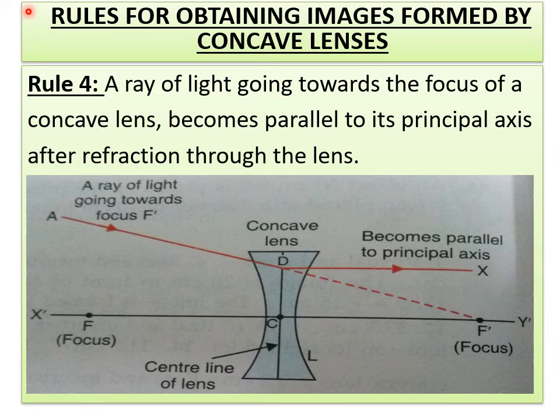So here also we have discussed four conditions. One is a ray passing through the principal axis, and second one is a ray parallel to the principal axis appears to come from the focus. Third rule is a ray passing through the optic center goes undeviated. And coming to the fourth rule, a ray of light going towards the focus of a concave lens becomes parallel to its principal axis after refraction through the lens.